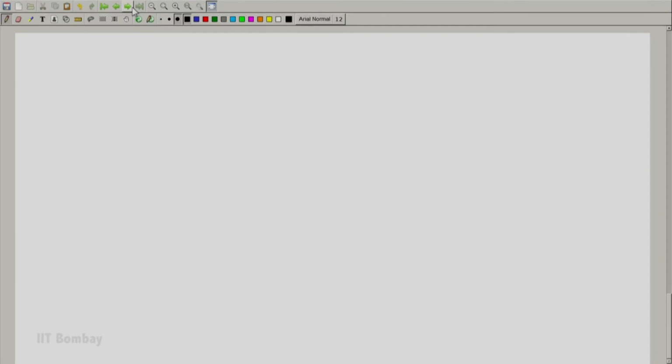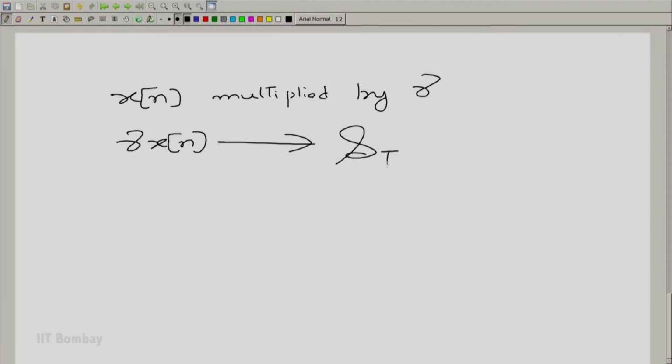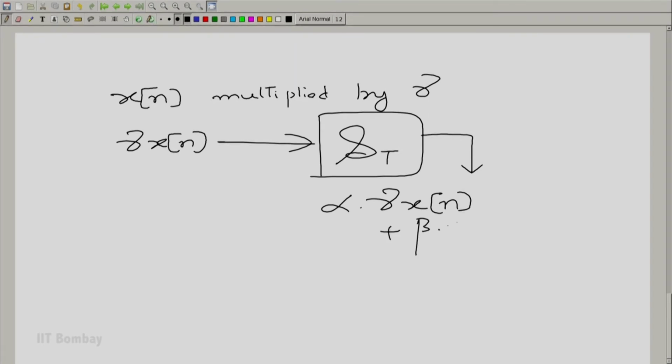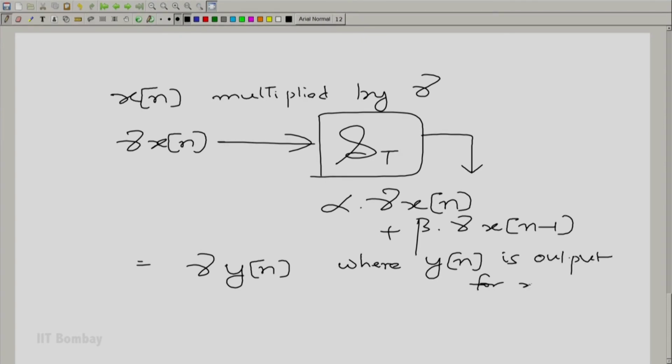So, let us multiply x[n] by a constant gamma and give that as an input. So, if you gave gamma times x[n] as an input to the system S, then you have alpha times gamma x[n] plus beta times gamma x[n-1] as the output, and that essentially is gamma times the original y[n], where y[n] is the output to x[n]. So, therefore, the system is homogeneous.